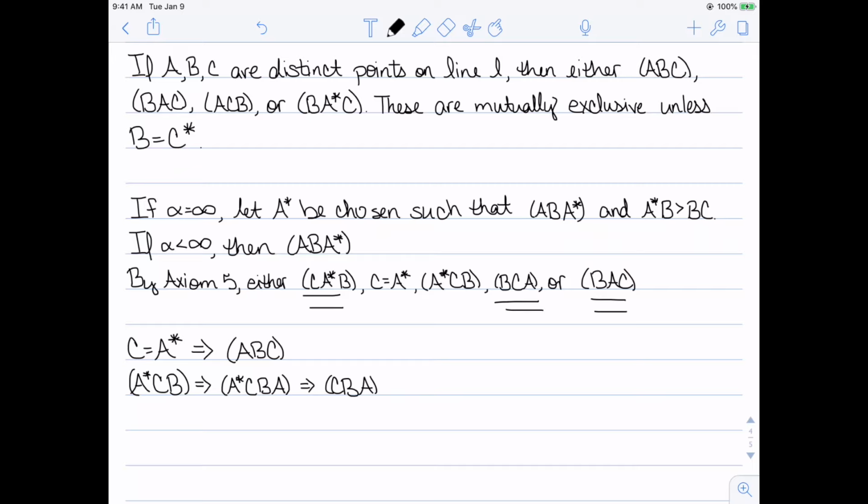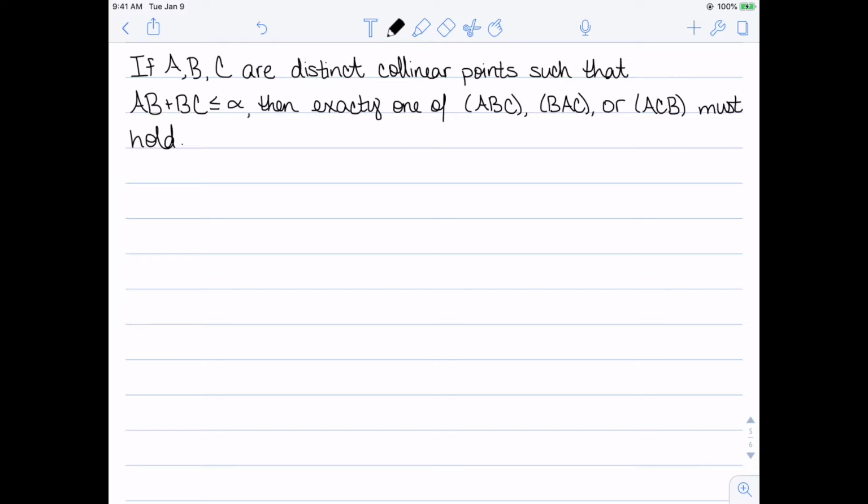I'm not going to show that they're mutually exclusive unless B is equal to C star, but you can definitely check that. We do have a couple of corollaries to this. The first: if I have three distinct collinear points ABC, such that AB plus BC is less than or equal to alpha, then we know exactly one of these three relations hold, ABC, BAC, or ACB.